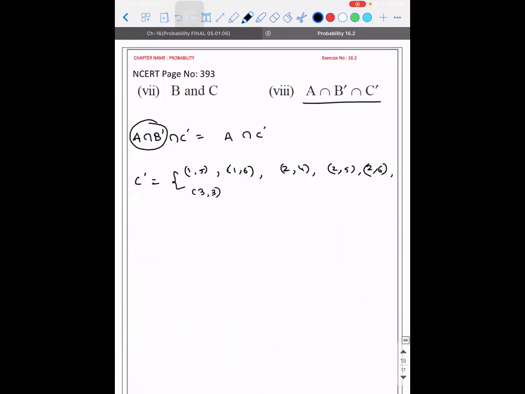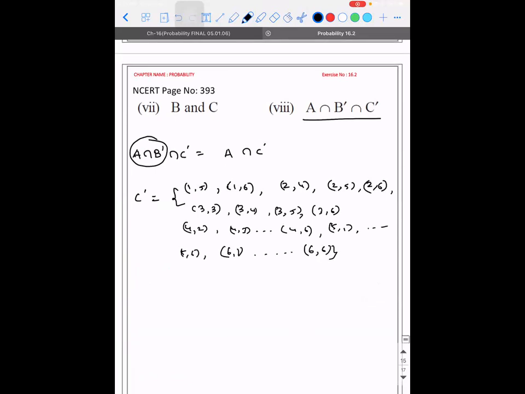So (3,3), (3,4). C dash is about numbers greater than 5, no? (3,4), (3,5), (3,6). Then (4,2), (4,3), so on till (4,6). (5,1), so on till (5,6). And (6,1) till (6,6).